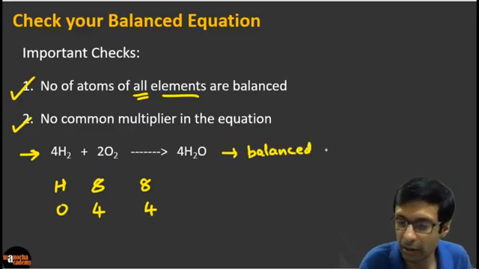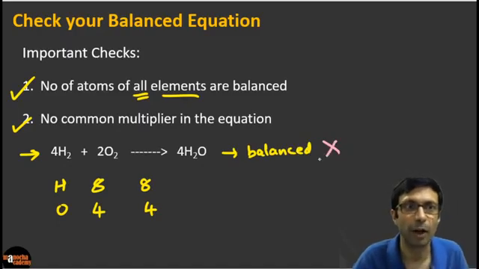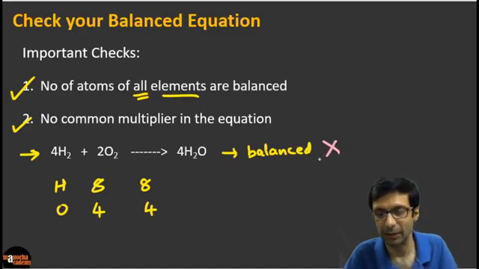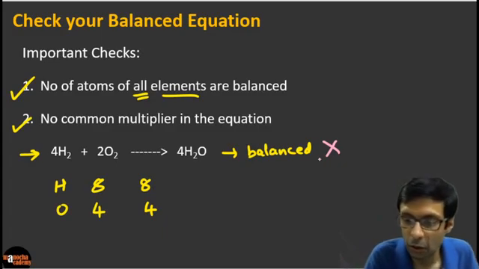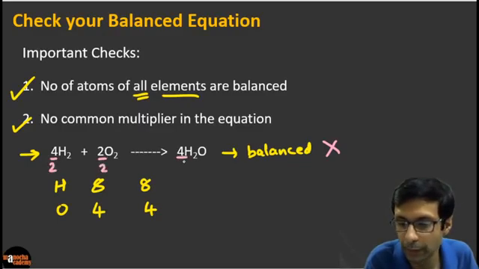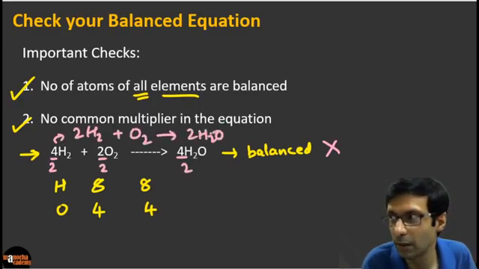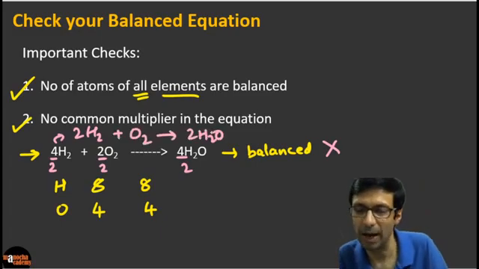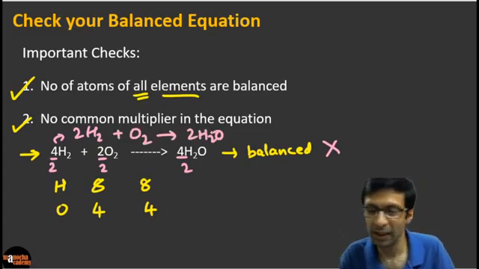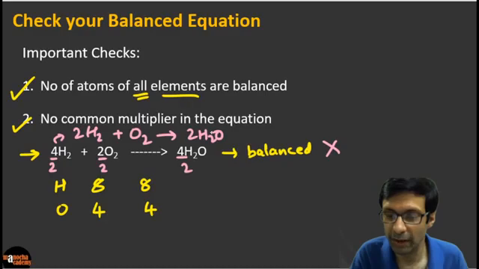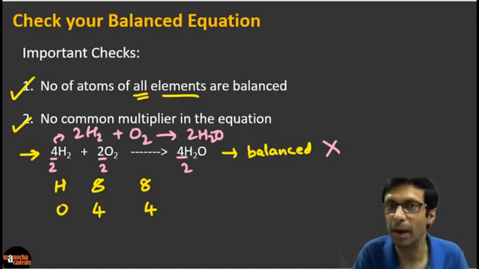So we should say that our answer is correct. But actually, it's wrong, right? Because you have overbalanced it. Can you see that there's a common factor of 2? If we divide all these coefficients by 2, what are we going to get? It becomes 2H2 plus O2 gives us 2H2O. So that is the correct balanced equation, where you don't have any common multiplier.